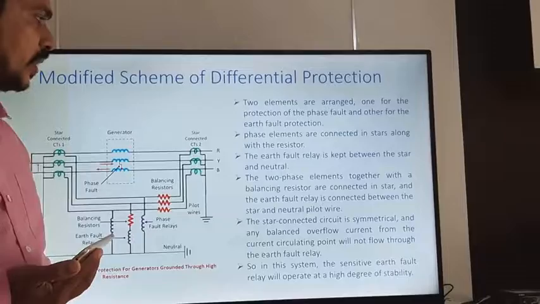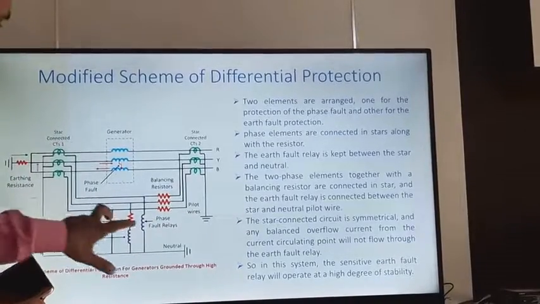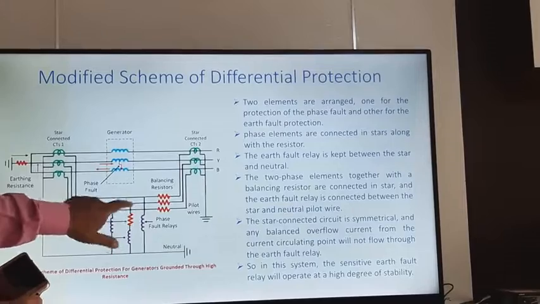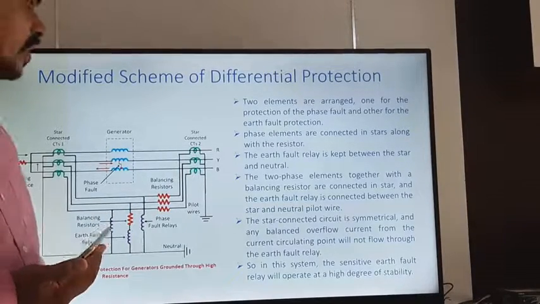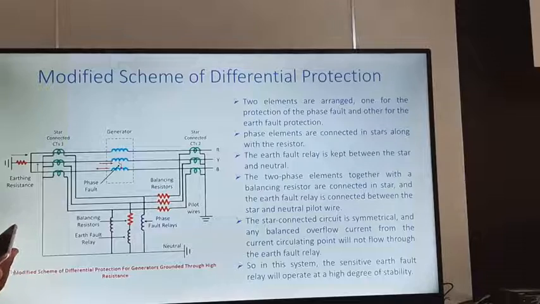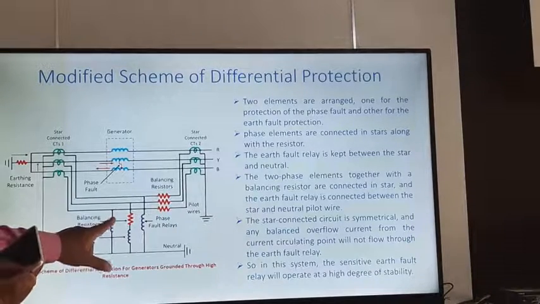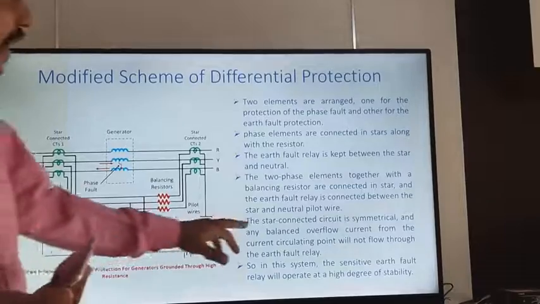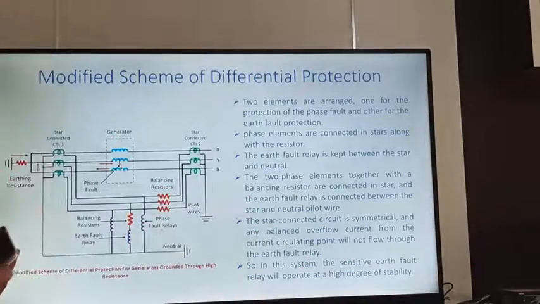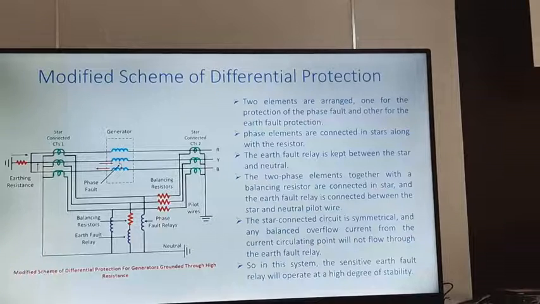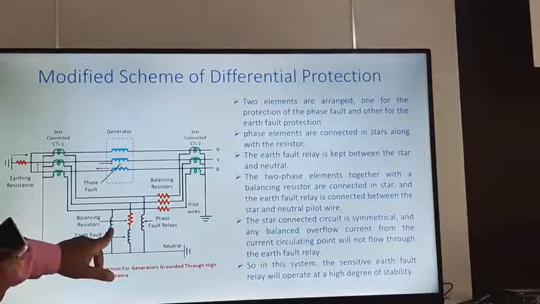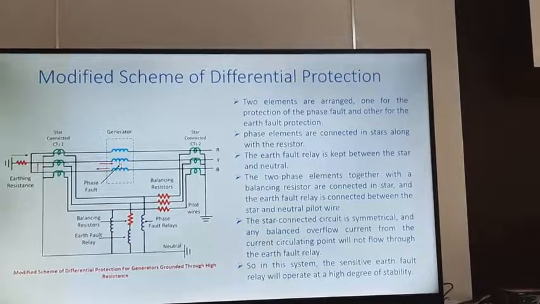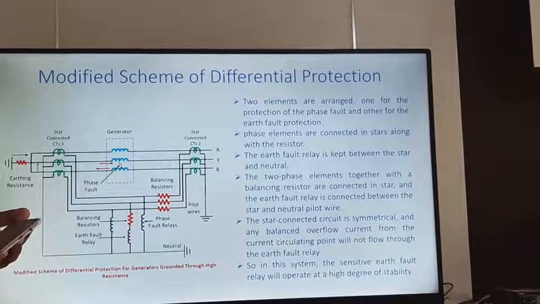Two phase elements together with a balancing resistor are connected in star, these two and this one. It becomes a star connection, and the earth fault relay is connected between these. The star connected circuit is symmetrical, and any balanced overflow current from the current circulating point will not flow through the earth fault relay due to the star connected circuit. It is a symmetrical circuit, so it will not allow current to flow through the earth fault relay. So in this system the sensitive earth fault relay will operate with a high degree of stability. This is the modification made in the differential protection.